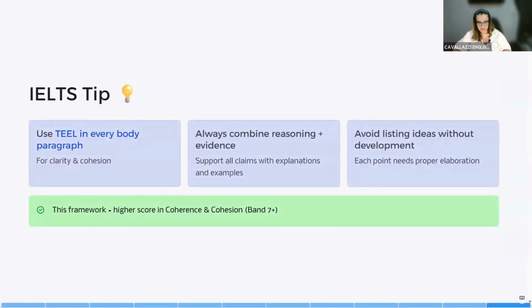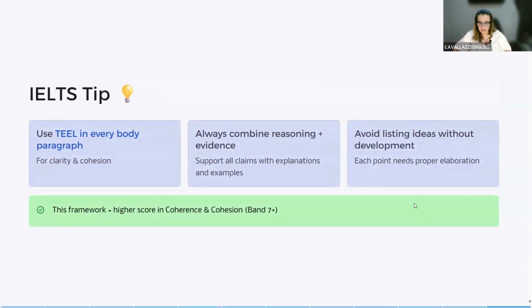And we always have a tip, right? Use TEEL in every body paragraph. Don't list ideas, develop them. This pattern is typical of text for Band 7 plus, right? Develop the ideas. If you master the structure plus TEEL, you're playing a whole other game in IELTS writing.